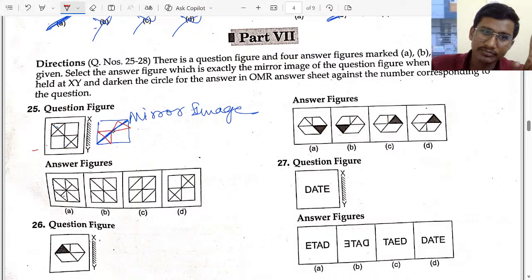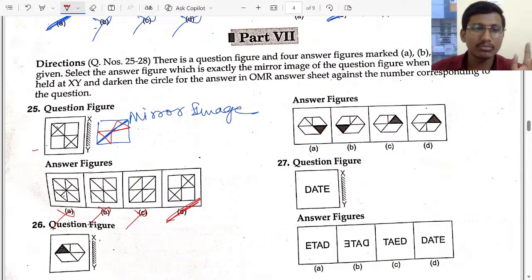So what will be the answer here? Option D will be the answer for the 25th. Answer will be D for the 25th, not C. Don't be confused. You can tell directly B and A are not possible because they are looking the same, right? So this line will get reversed. That is flip.